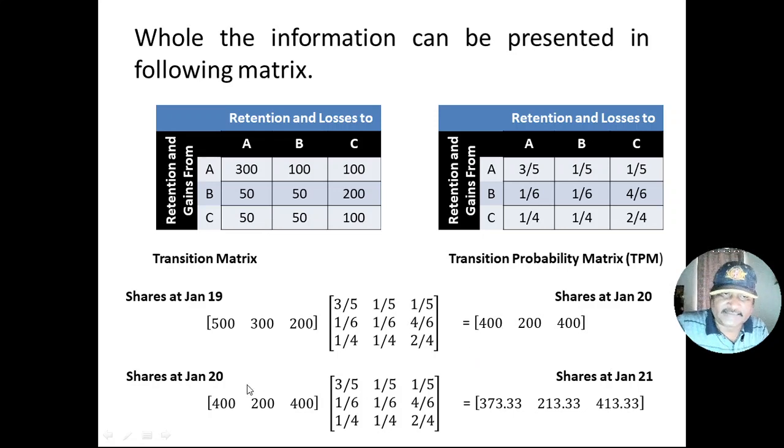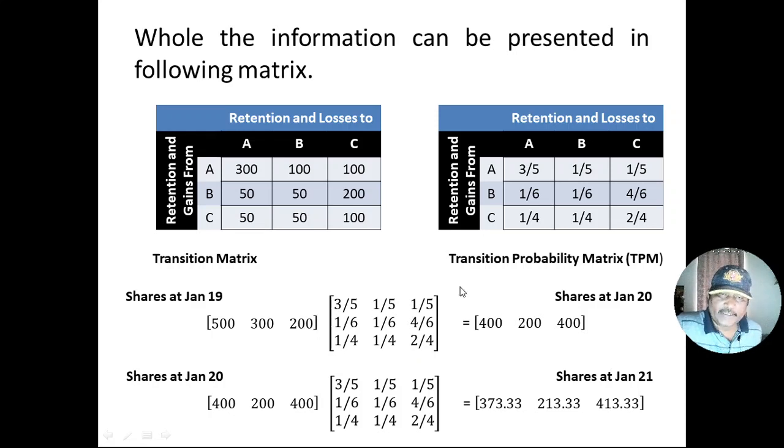All in all, mathematically saying, this multiplied by this will give you the market share or market composition, or the number of customers, of A at 1st January 20, after 1 year. 500 into 1 by 5, that is 100, plus 300 into 1 by 6, that is 50, then 200 into 1 by 4, that is again 50, so total comes out to be 200.